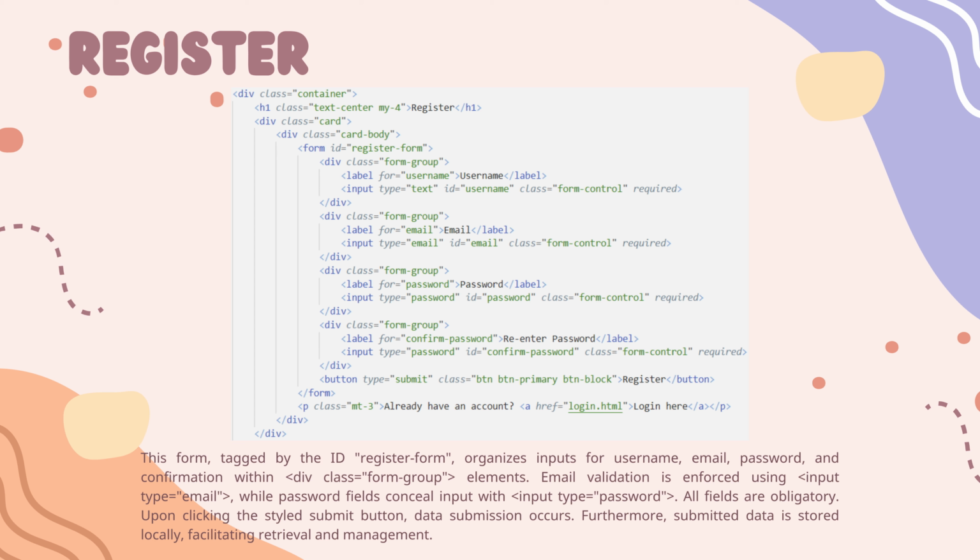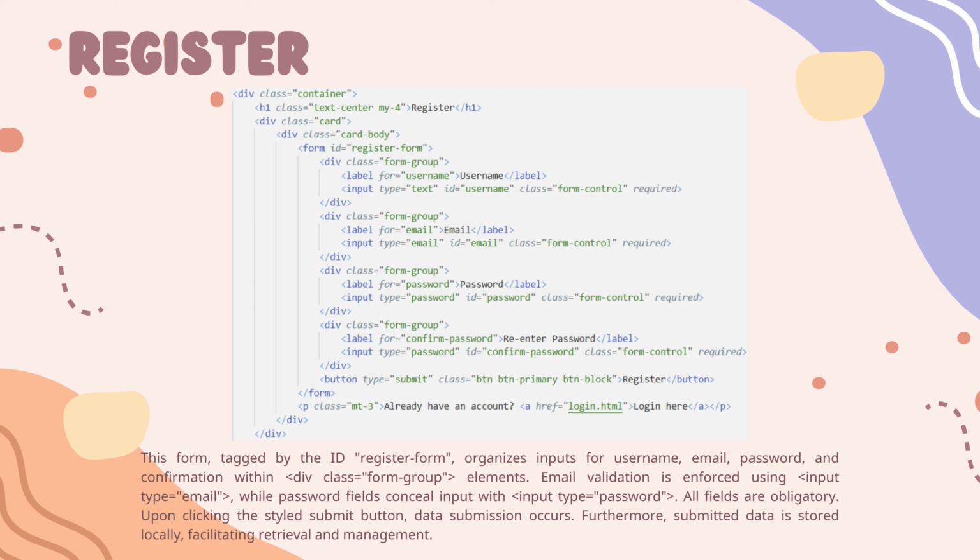First is where user enters the username. We label it clearly with label for username, and they can input their username using input type text, ID username, and it is required for them to fill in the field to ensure the user provides the username before proceeding.